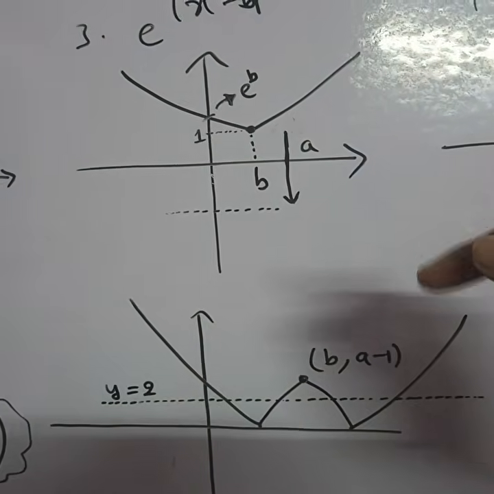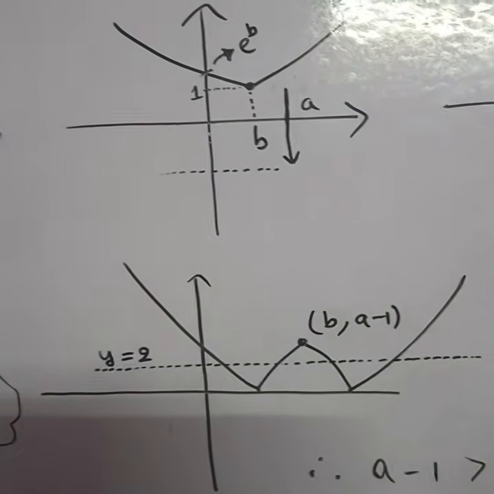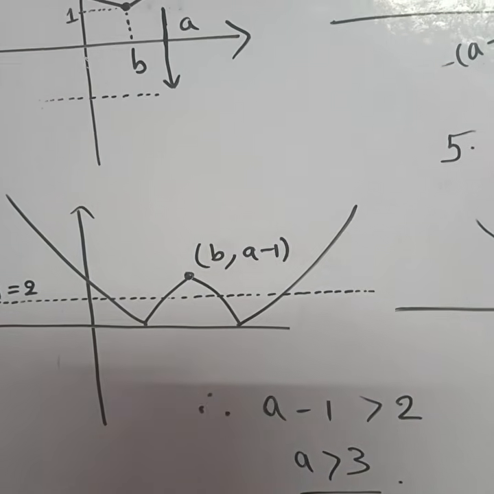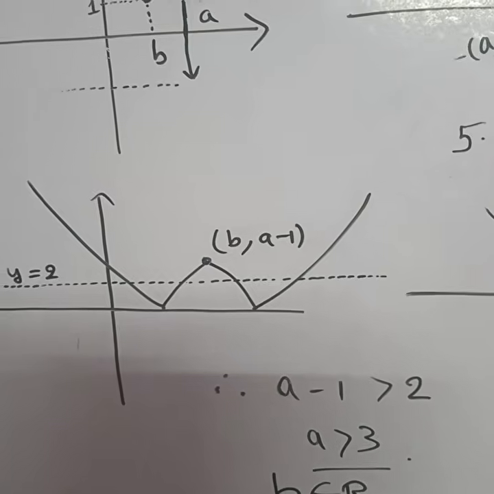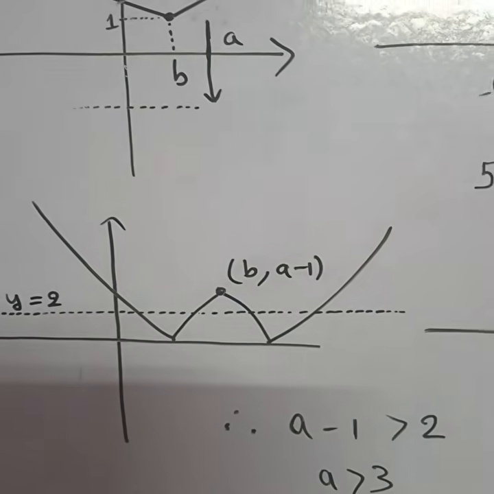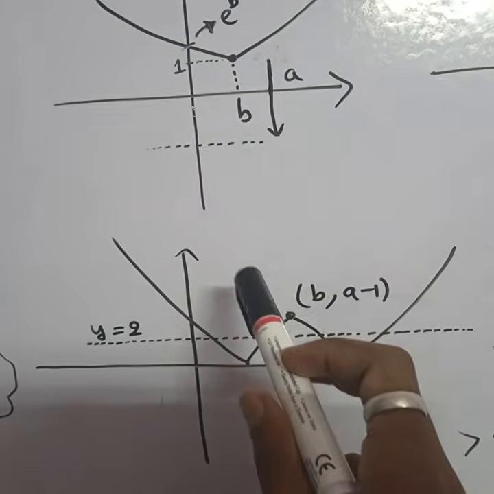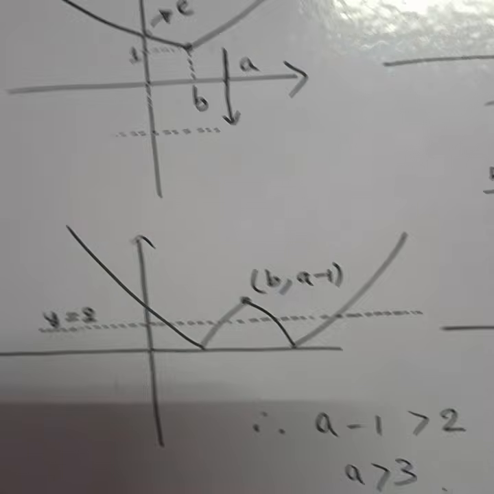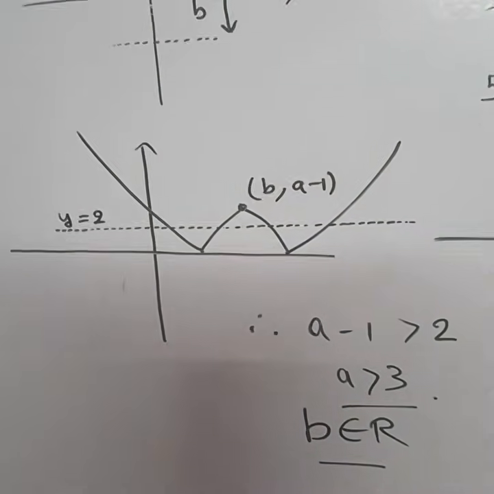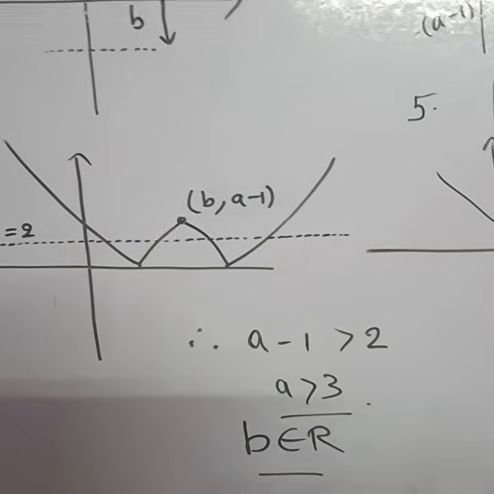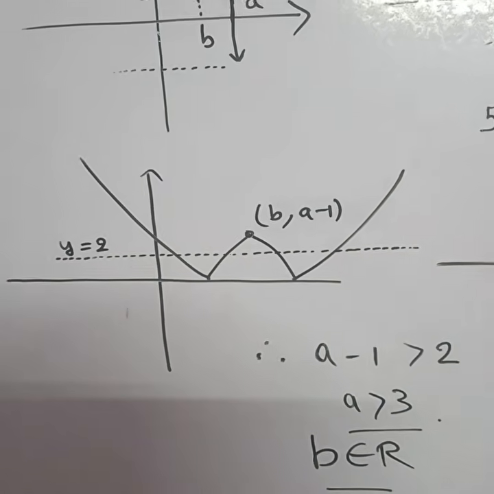So the y coordinate, that is a minus 1, needs to be greater than 2. So that's what we have done: a minus 1 greater than 2. From that we get a greater than 3. See, you can't even use greater than or equal to, because if we put greater than or equal to, you will get three solutions because the line passes through a minus 1. And b can take any value, so b belongs to real. So this is the solution: a greater than 3 and b belongs to real.